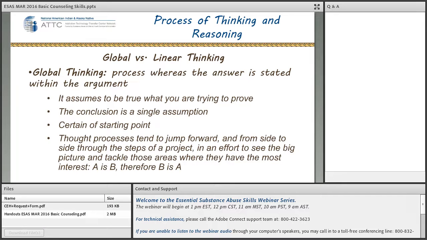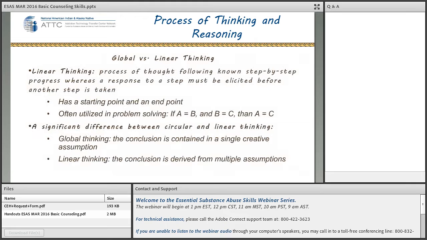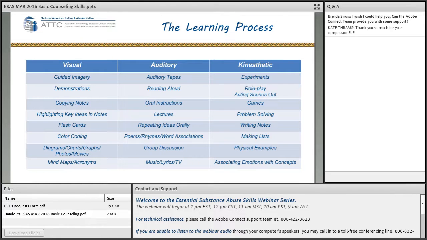So with the learning process, we often think of visual, auditory, and kinesthetic process of learning. As for me, as a therapist, I'm usually a visual learner. So I use a lot of guided imagery, demonstration, copying of notes, highlighting key ideas and notes, flashcards, color coding, diagrams, charts, graphs, photos, movies, mind maps, and acronyms.